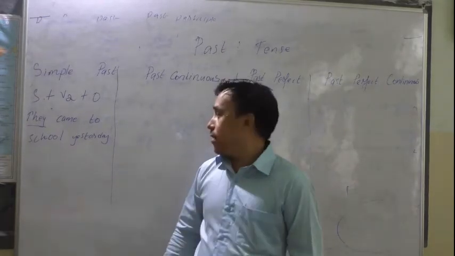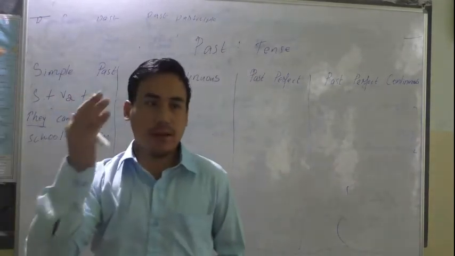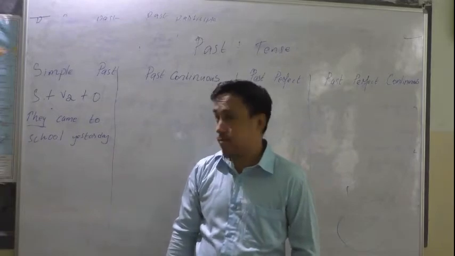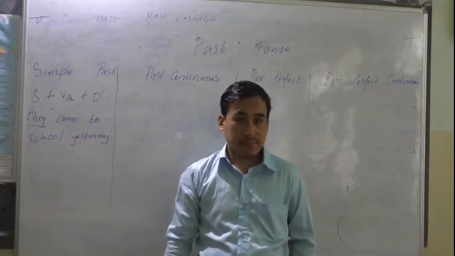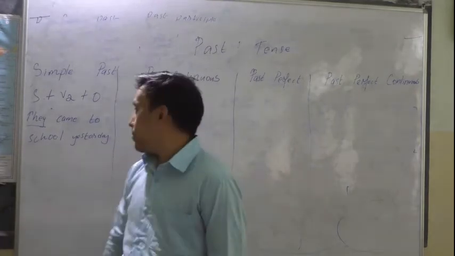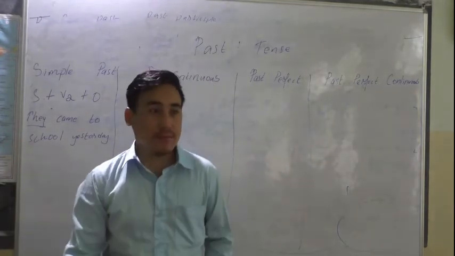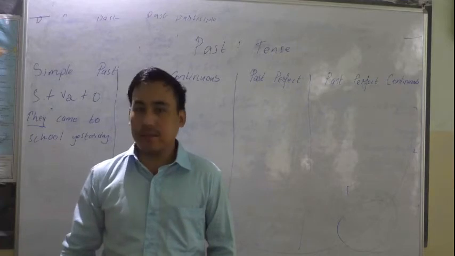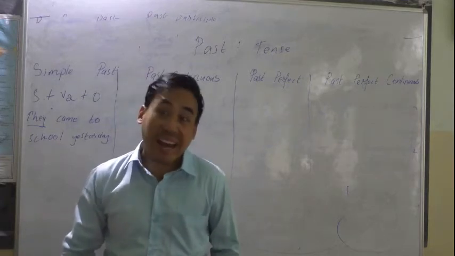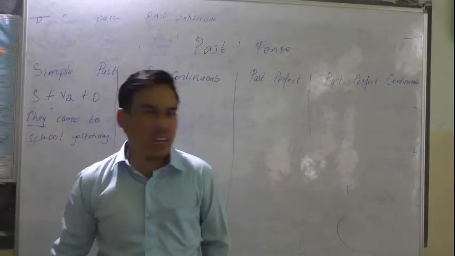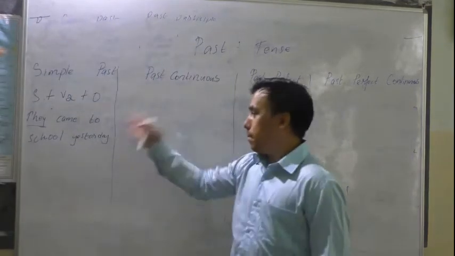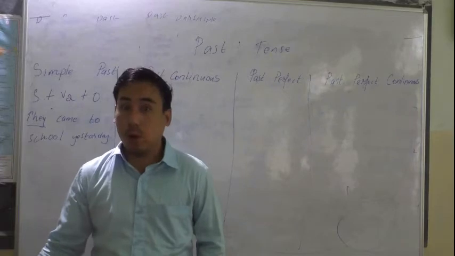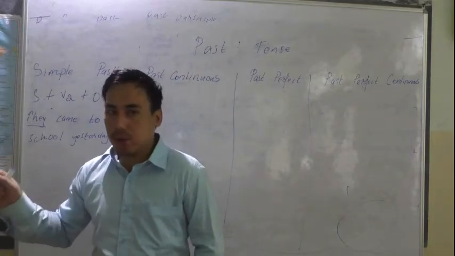Okay? Negative. Now change it into an interrogative sentence. Did they come to school yesterday? No. It's you. English is not about you. Okay? Be specific about it. Did they come to school yesterday? Not 'did they came'. No. Okay. Did they come to school yesterday?